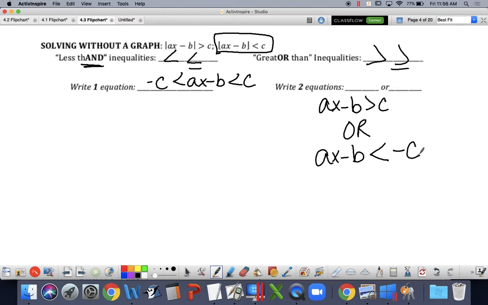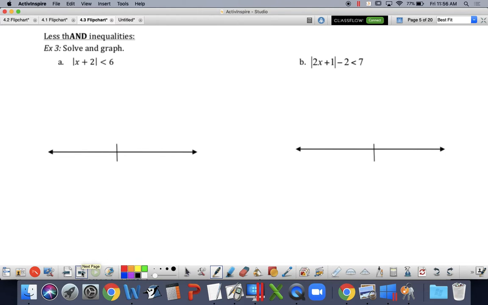So that's just an overarching view of how we're going to algebraically solve these. We're going to start with the less than inequalities first. They tend to be ones that students like the most. So let's look at some examples. And you'll notice with all these, we do have number lines where we've got to put in our solution sets once we're done.